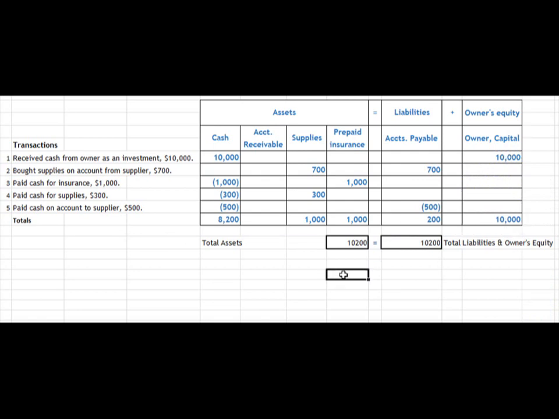Now we have to calculate the total asset. The total asset will be cash plus supplies plus the prepaid insurance, which is amounting to $10,200. And on the right side, we have the liabilities and owner's equity. So we have liabilities amounting to 200 plus 10,000. So we got here 10,200. And that completes our discussion on the equality of the accounting equation. And we learned how to use the accounting equation to analyze business transactions.